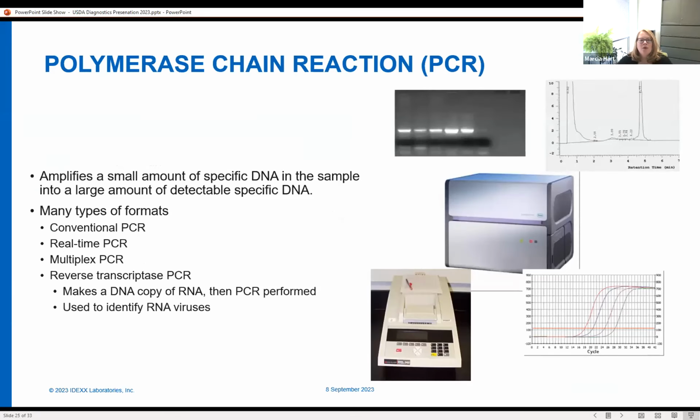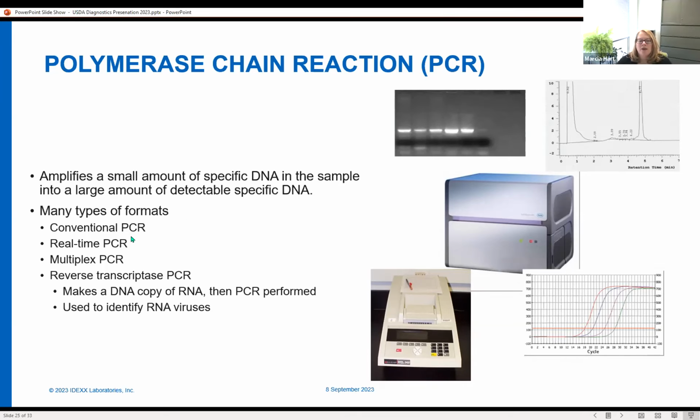Moving on to polymerase chain reaction, or PCR. This is a direct testing method, looking directly for the antigen, or rather nucleic acids of the antigen. The premise behind PCR is it really takes a small amount of specific DNA and makes lots and lots of copies so that you can actually detect it. So that's the whole story of how PCR works. There are many types of formats: conventional, real-time, multiplex, where you're looking at multiple agents in a single sample, and reverse transcriptase PCR, where you're looking for RNA agents, particularly viruses.